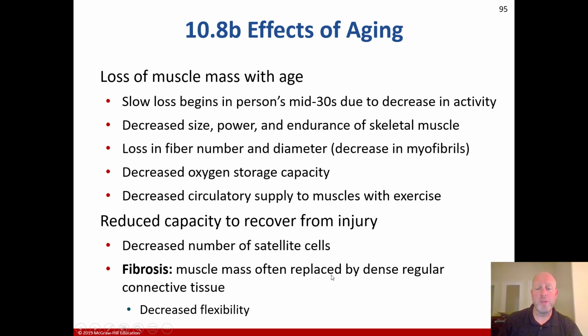Fibrosis: muscle mass is often replaced by dense, regular connective tissue, and you get decreased flexibility. That fibrosis is not really a good thing. It's also referred to as necrosis, whereby tissue becomes more like connective tissue over time too. There's also another way of referring to not just fibrosis.